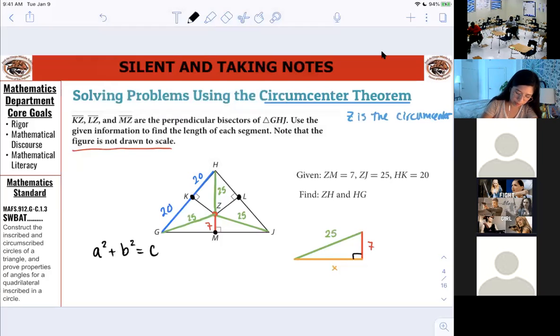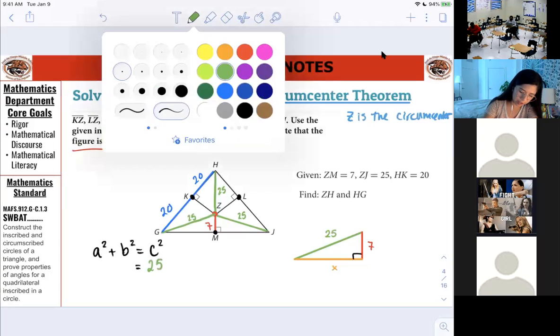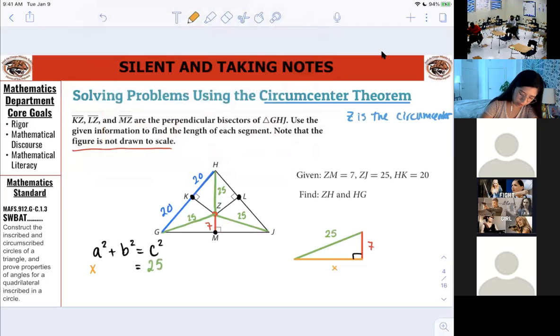A squared plus B squared equals C squared. Which one does C have to be? The hypotenuse. C has to be the hypotenuse. Which of these is the hypotenuse? 25. 25 is the hypotenuse, which means the x and the 7 go over here.